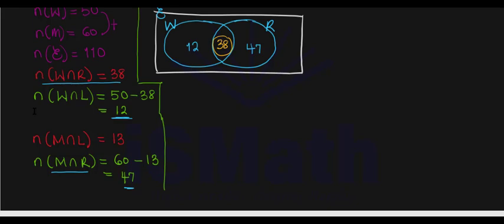Because we know that the number of men is 60, and we already have 47 who are right-handed. Then the remaining ones, by the difference between 60 and 47, will be the ones who are left-handed. And we know that those men who are left-handed are 13 in number. So we can put that 13 outside the circle, so that when you add the number of men who are right-handed and the men outside these two circles who are left-handed, we'll get 60.